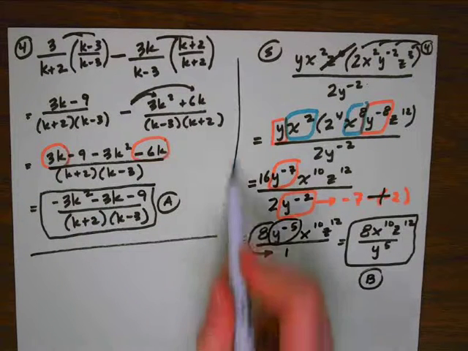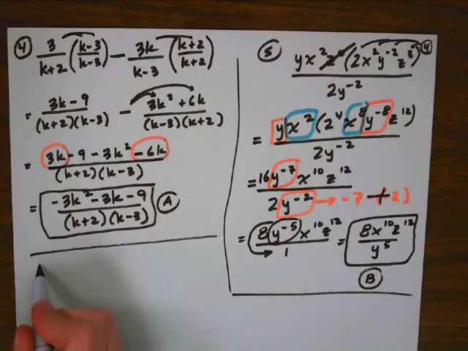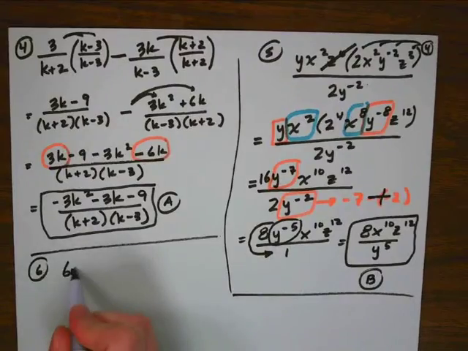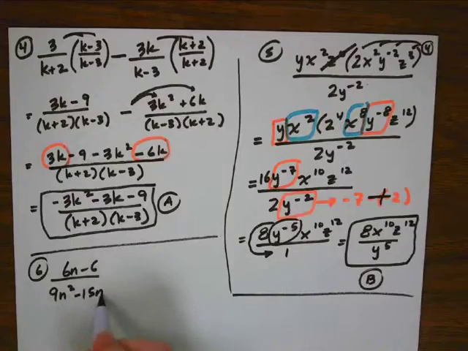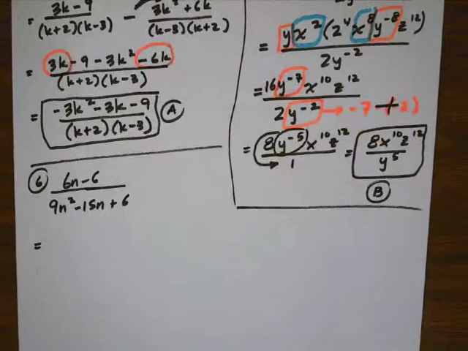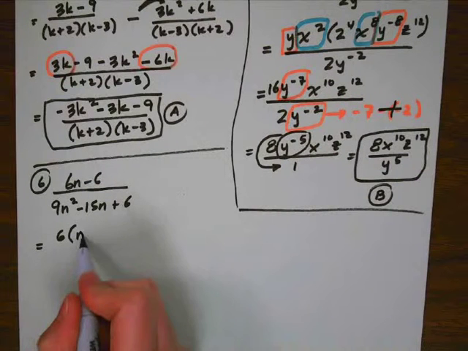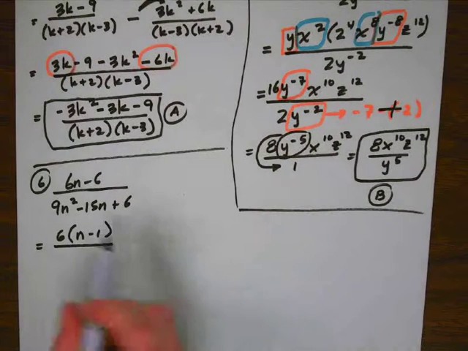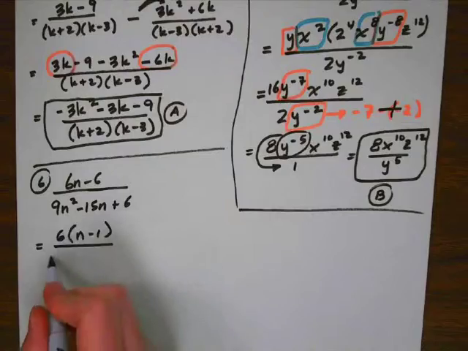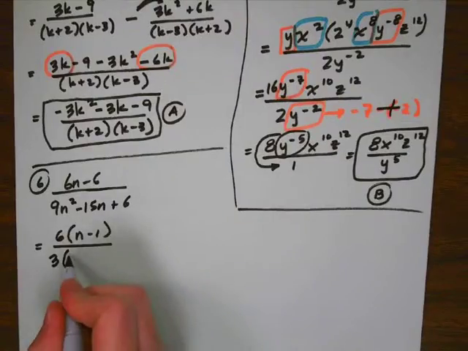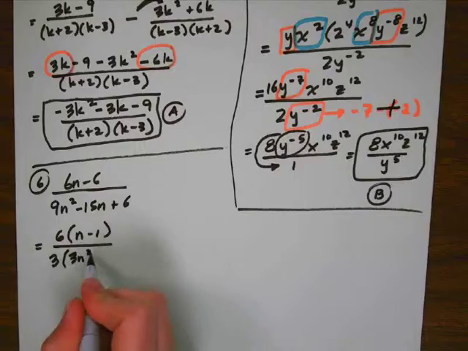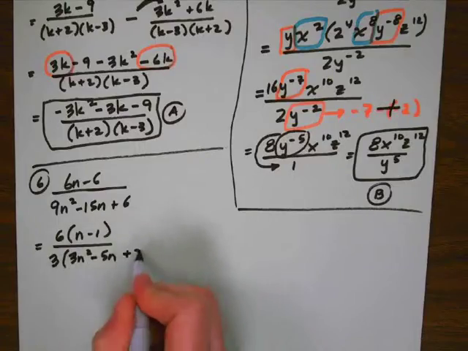Let's see, I think we can get one more in on this video, so let's do number 6. So we have 6n minus 6 over 9n squared minus 15n plus 6. Okay, so we're going to go through and we want to reduce the numerator and the denominator as much as we possibly can. So on the top, they have a common factor of 6, so we factor it out and are left with n minus 1. In the denominator, they all have a common factor of 3. And if we factor that out, we're left with 3n squared minus 5n plus 2.